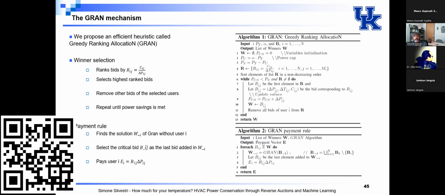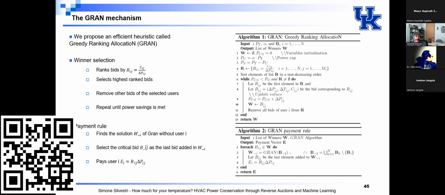And then we also design a payment rule. The algorithm is not very complicated, but if any of you at some point try to design such auction mechanisms, you will see that it gets harder and harder to prove any property on your algorithm if the algorithm is too complicated.